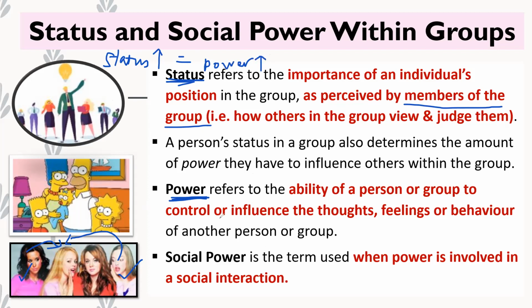When we're talking about power, or social power, which are basically the same thing, it's your ability to control or influence the thoughts, feelings, or behavior of another person or a group of people. In other words, how can someone change the way someone thinks, feels, or behaves? A really recent and common example of this is Daniel Andrews. We know that he's the Premier of Victoria.